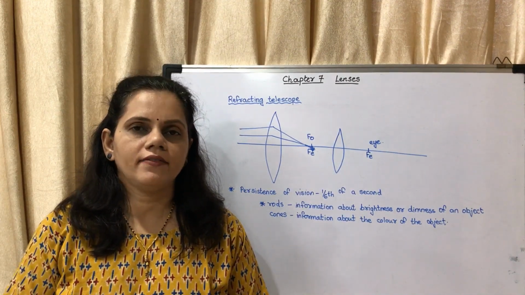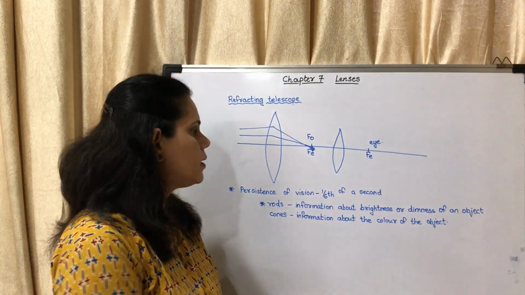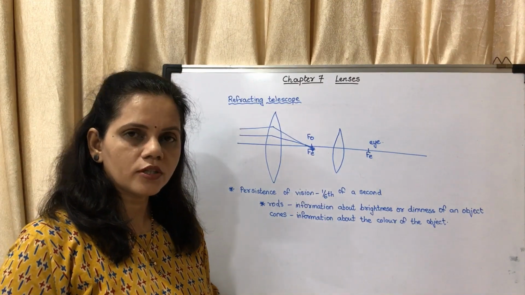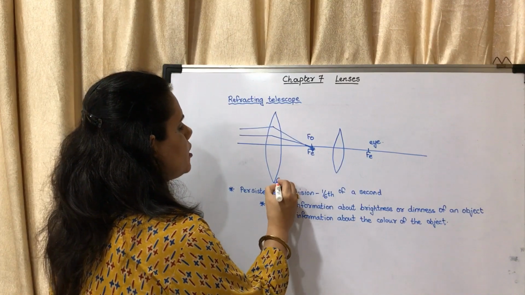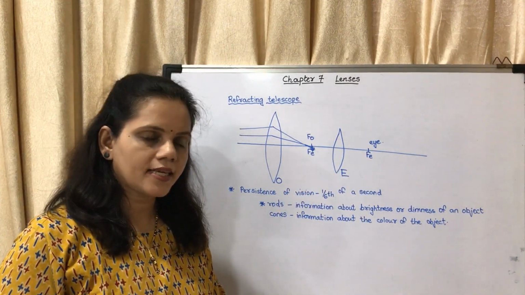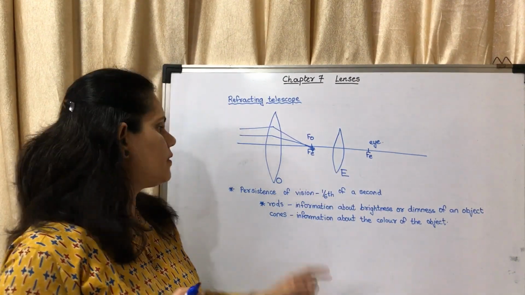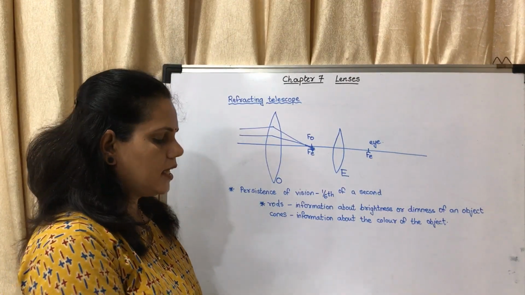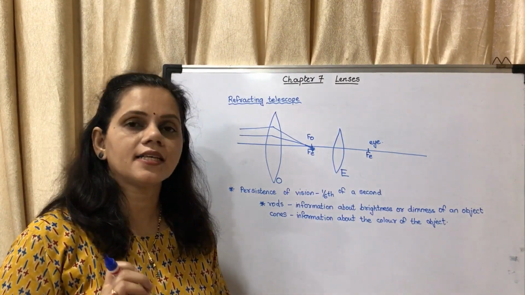Here they have given an astronomical telescope, the ray diagram of an astronomical telescope. So this is the principal axis. The principal axis is the same for both the lenses. Here also there are two lenses. This is the objective and this is the eyepiece. Here in this case the eyepiece is smaller and has a smaller focal length, and the objective is bigger, having a larger focal length.